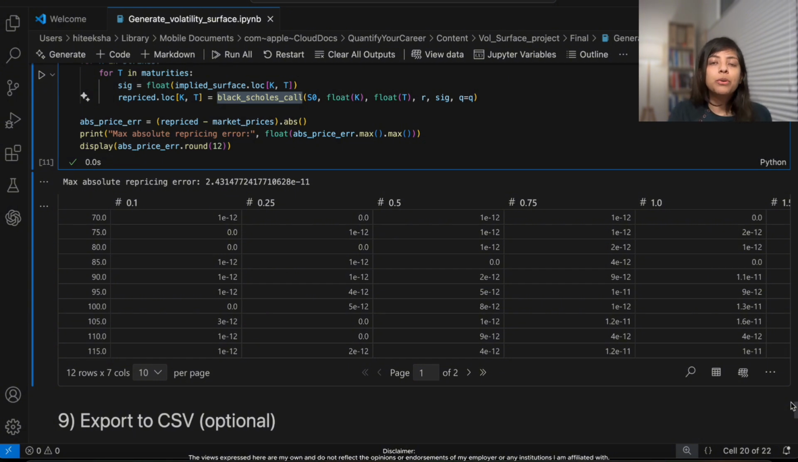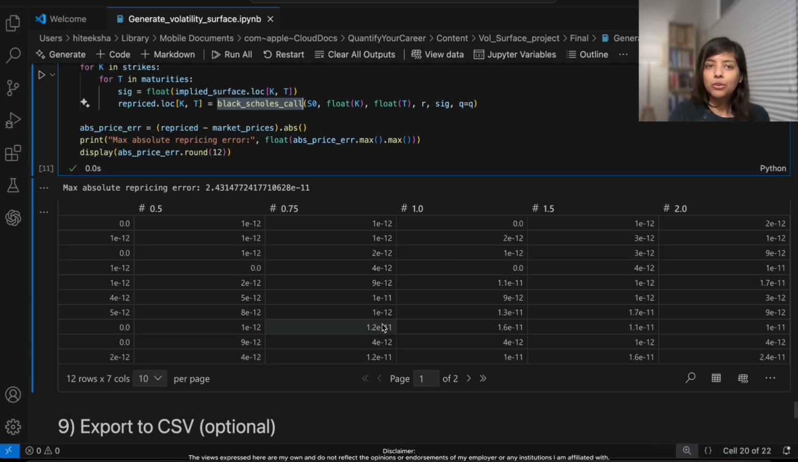So in the notebook, we compute the maximum repricing error across the entire grid. And if the error is less than, say, a tenth of a cent, we are good. And the solver has worked.